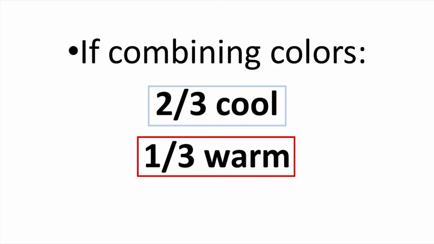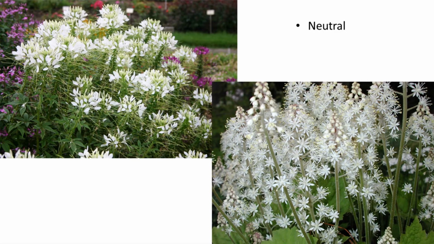The rule of thirds comes in here again. If you're combining both cool and warm colors in the same area, you should use about 2/3 cool colors and 1/3 warm colors. That'll keep the colors in a type of balance so that the cool colors don't get overpowered. White is neutral. It can add a lot of contrast or energy if it's used with dark colors, or it can be relaxing if used with light or pastel colors. It can also be used to transition between areas with warm colors and cool colors.